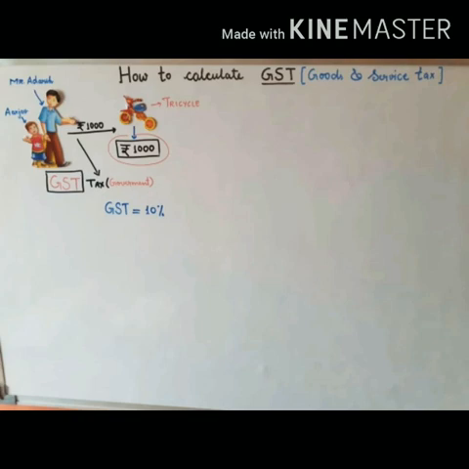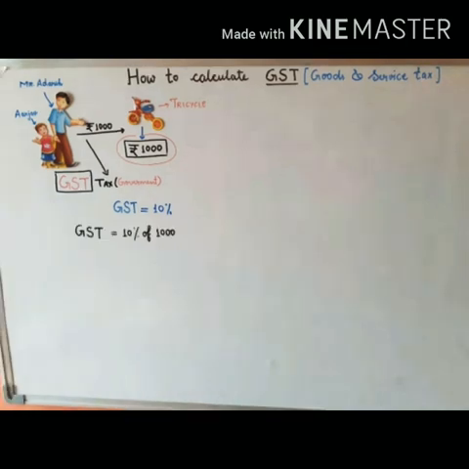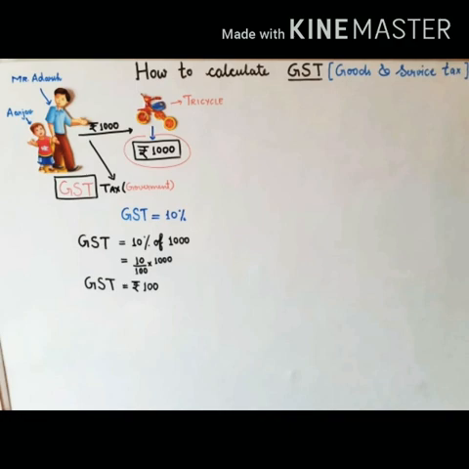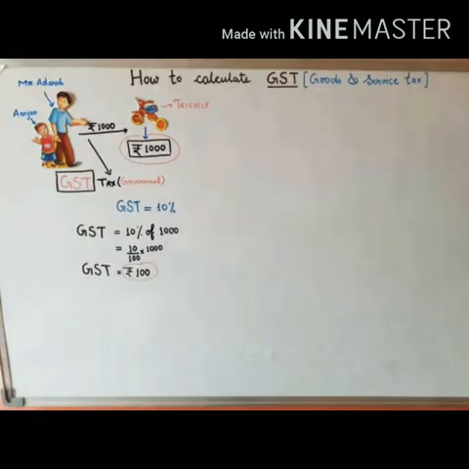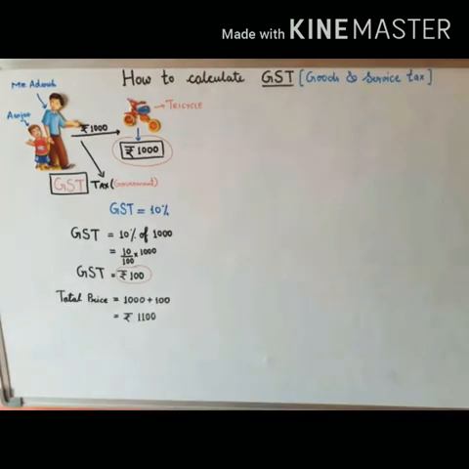Now, let's calculate the tax that Mr. Adas will have to pay. The GST will be 10% of rupees 1000. We consider 10% of the marked price. That will be 10 by 100 multiplied by 1000, which equals rupees 100. This is the additional amount Mr. Adas will have to pay over the marked price in order to buy the tricycle. So the total price of the tricycle will be 1000 plus 100 rupees, and that amounts to 1100 rupees.